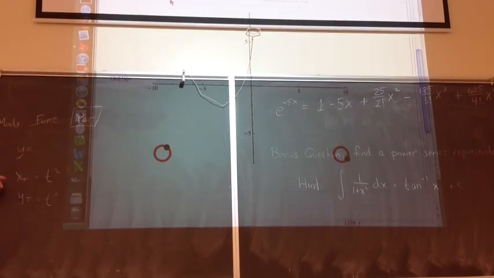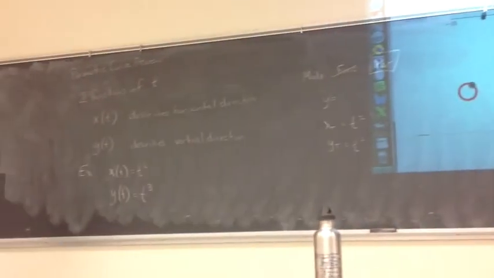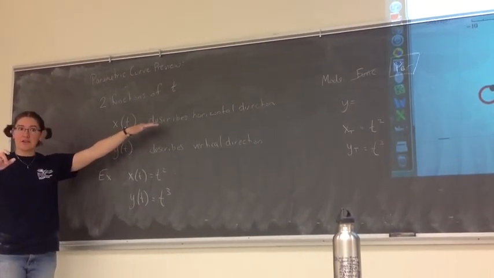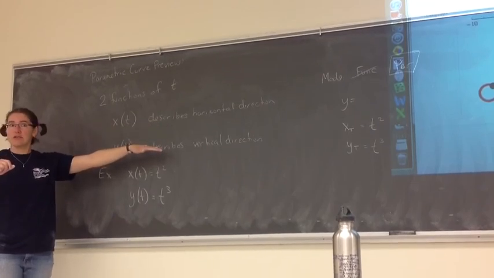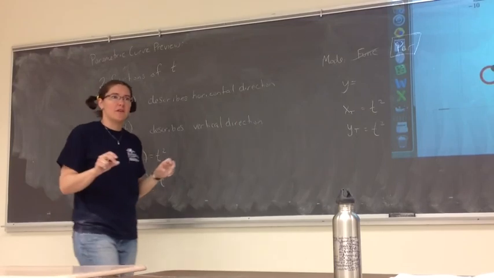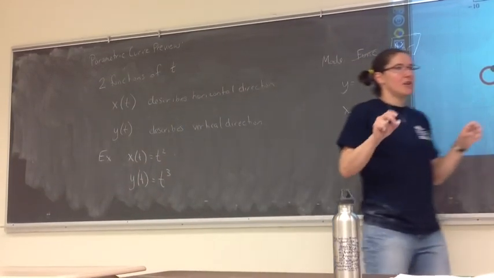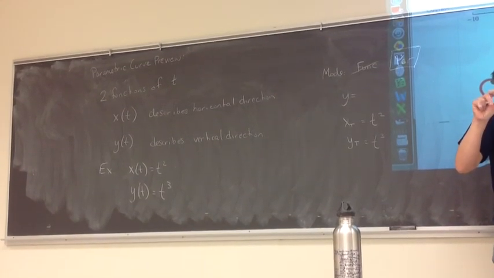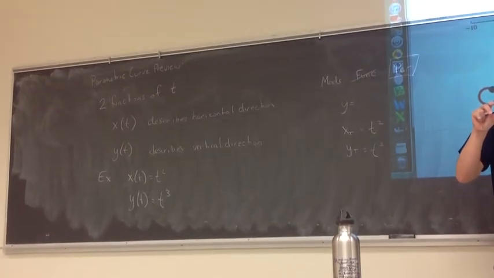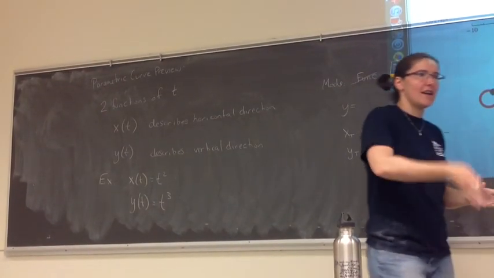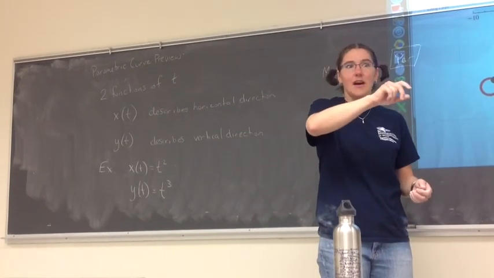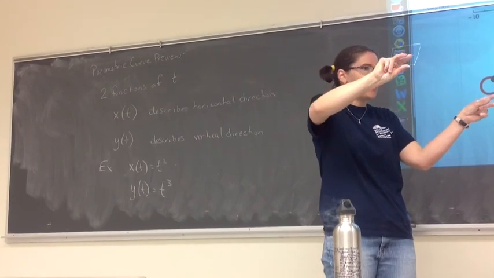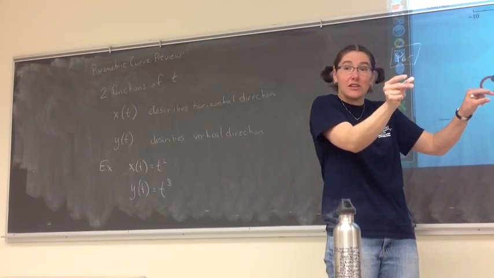Now, when you look at x equals t squared and y equals t cubed, all I've told you so far is that the x function describes horizontal direction and the y function describes vertical direction. You might remember a toy you had with two dials. One dial described the vertical direction and one the horizontal direction. If you wanted a straight line up and down, you just turned the vertical dial but not the horizontal dial, and the same for horizontal. But if you wanted a diagonal line, you had to turn both at the exact same speed, and it was really hard.